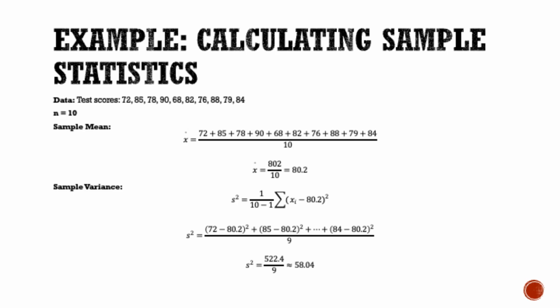Next, we calculate the sample variance. We subtract the mean from each score, square the differences, sum them, and divide by n minus 1, which is 9. The sum of squared deviations is 522.4. Dividing by 9 gives us approximately 58.04. The sample standard deviation would be the square root of this value. The interpretation is that the average score is 80.2, with a typical deviation of about 7.6 points from the mean.